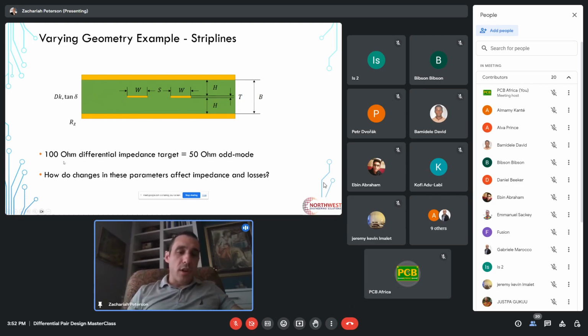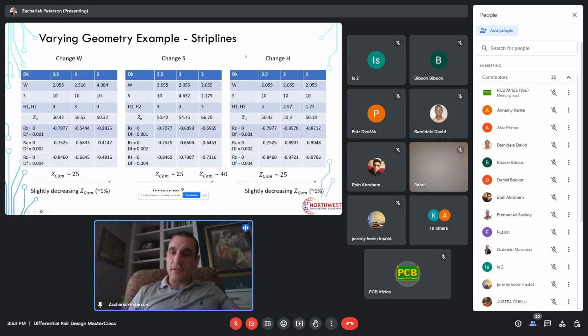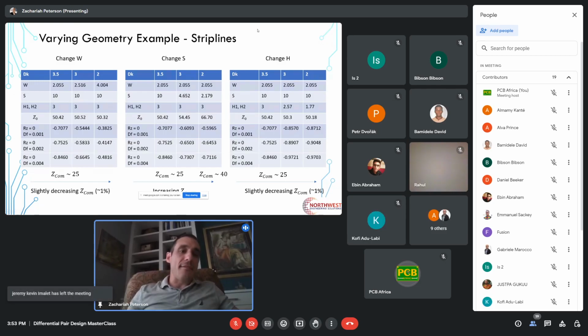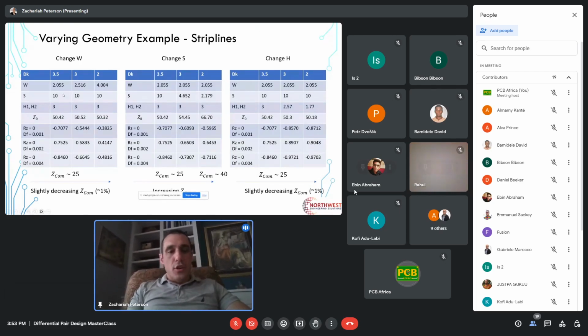And we want to ask, how do these changes in the geometry affect the impedance and the losses? And how do the changes in things like the dielectric affect impedance and losses? So here what I've done is I've created this table. And these tables show you what happens when you have different Dk values and you make different changes in one of the parameters in each table. So let's start with the left table.